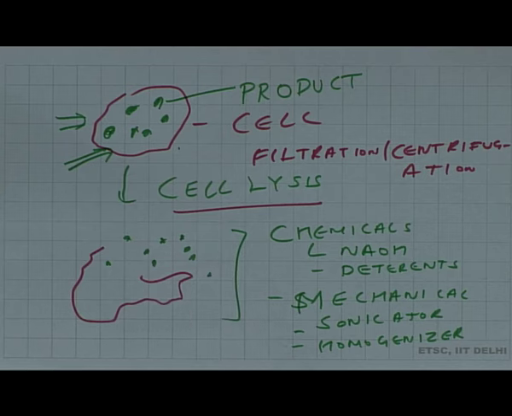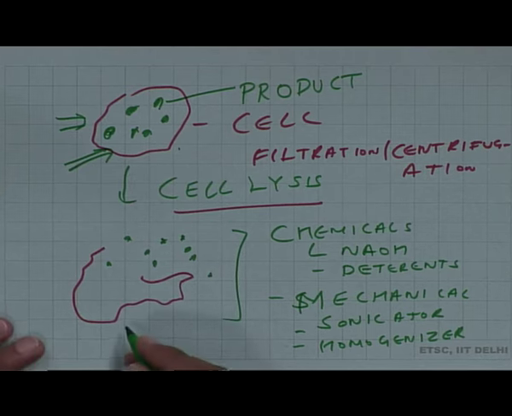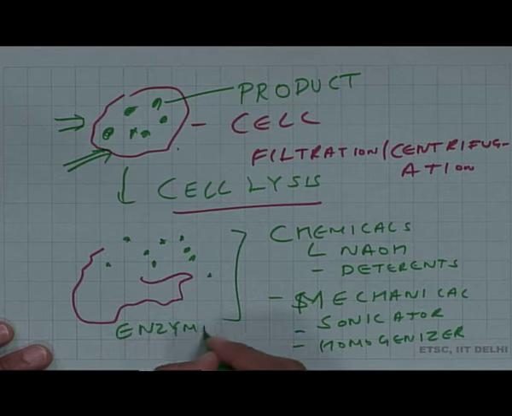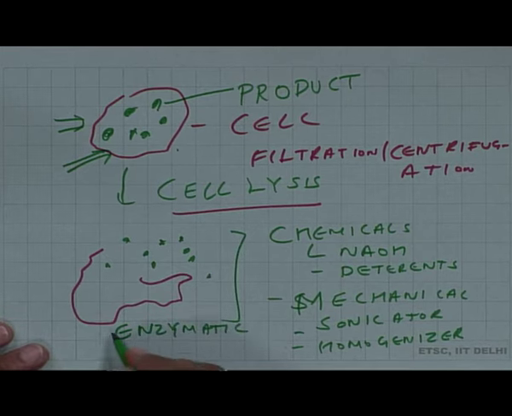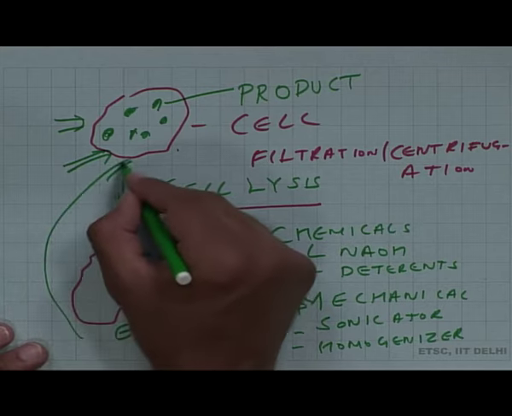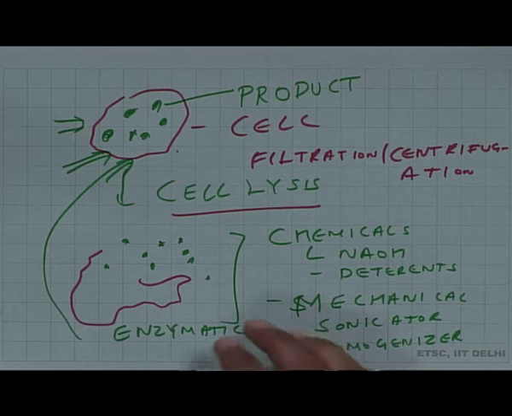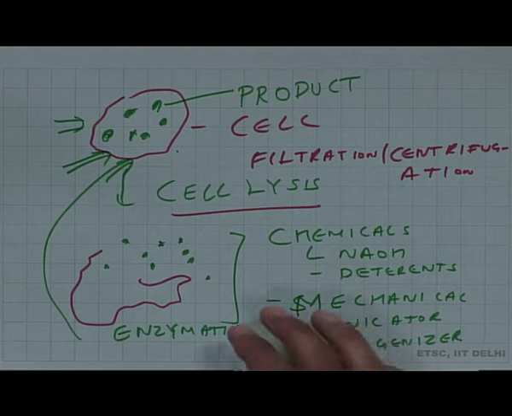Okay. Then you can also use enzymatic method. Here basically these enzymes again eat the cell wall and destroy it. Okay. So, these are the methods that are used for cell lysis. Now, once you have broken the cell and brought your product outside, then we can talk about isolation of the products.